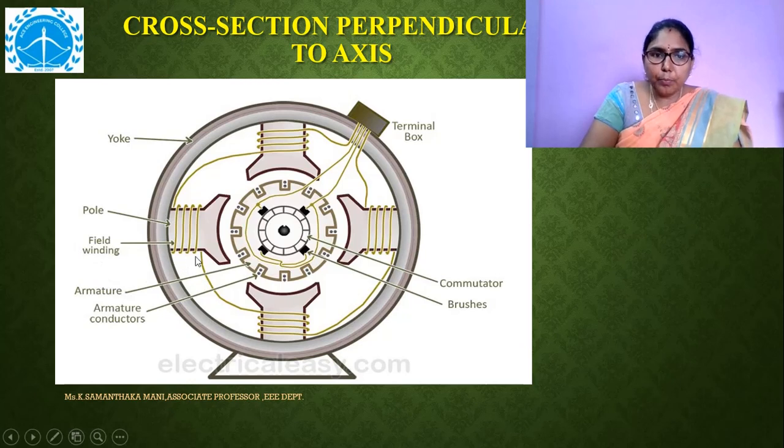And over the pole, these are electromagnetic poles. We require an electrical winding or field winding, so this is called a field winding. If you observe this one, all these are connected in series and brought to the outside to connect, to give a supply here through the terminal box.